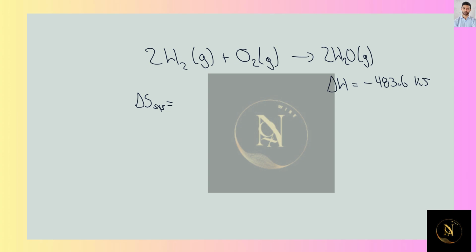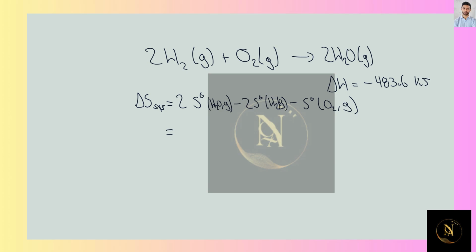So, in this case, what this is going to look like is 2 times the standard entropy of water as a gas, minus 2 times the standard entropy of hydrogen as a gas, minus the standard entropy of oxygen as a gas.